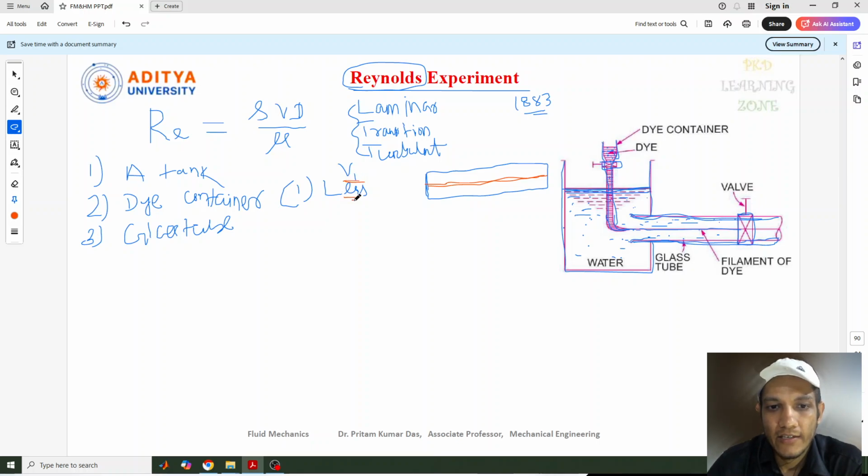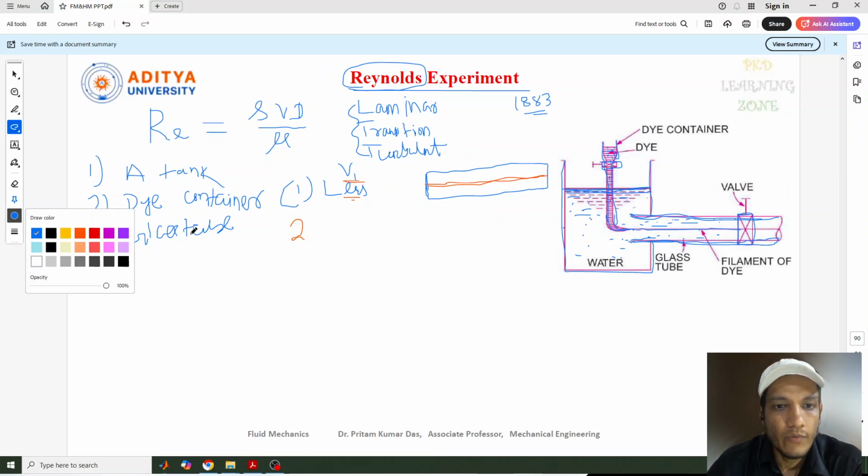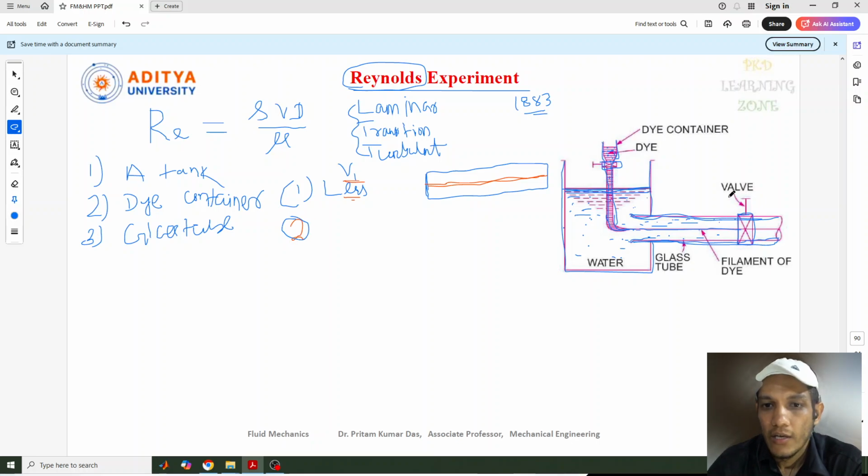That is when the velocity is less. First observation. Now the second observation: you rotate this valve a little more, and here also rotate this valve a little bit more. So now the velocity has increased a little bit compared to the previous one.